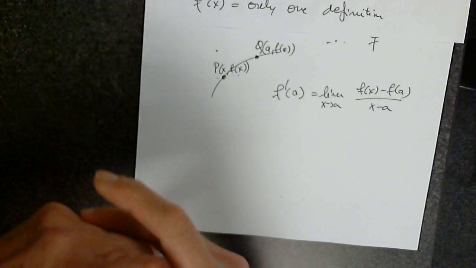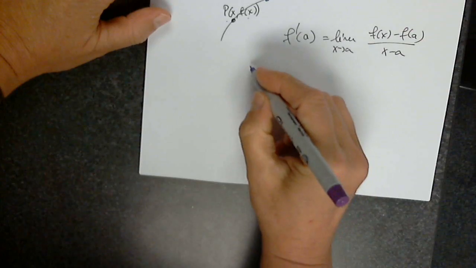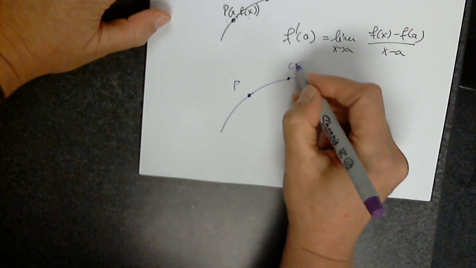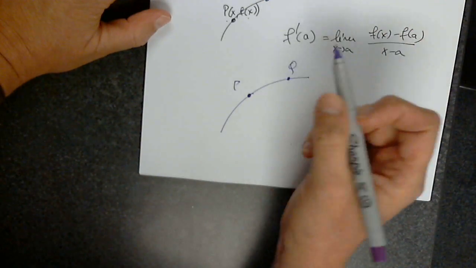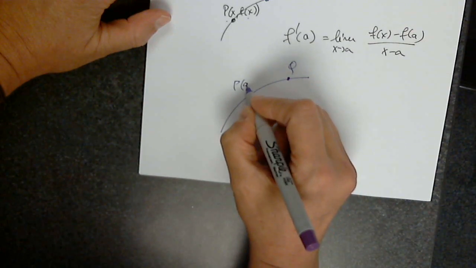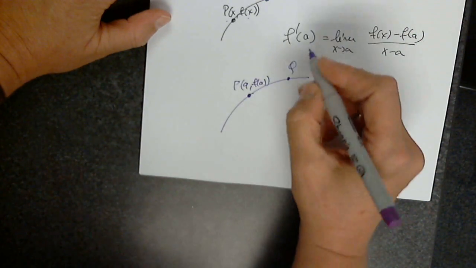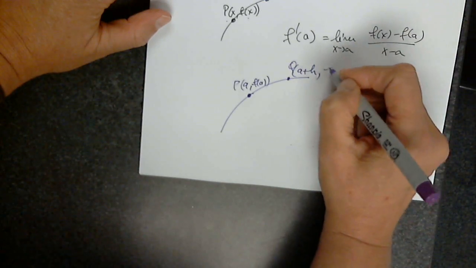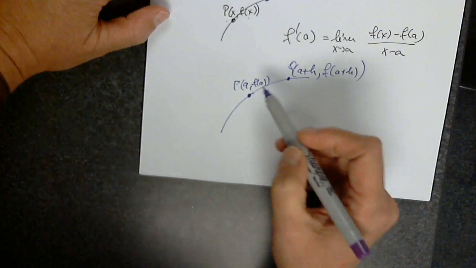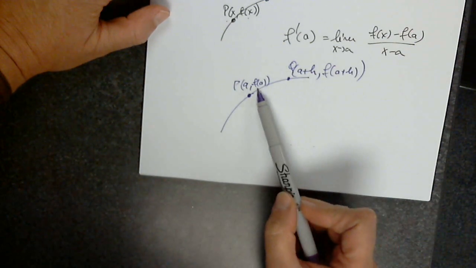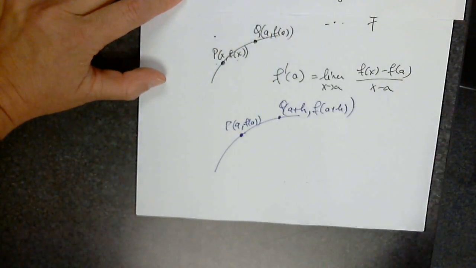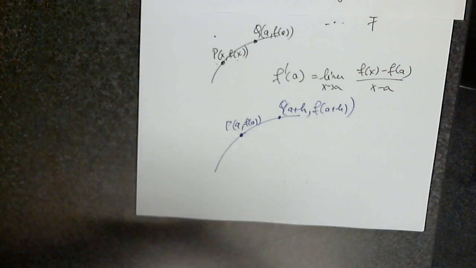What will this be? Same thing like we looked at a long time ago. So this is p, and this is q. So now we have p, which is a comma f of a, and this is a plus h comma f of a plus h. Exactly what we did a month ago. So now the slope will be f of a plus h minus f of a over a plus h minus a, which is h. Exact same thing, written slightly differently.